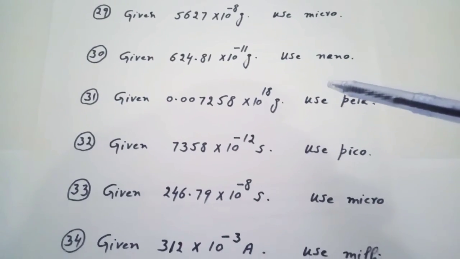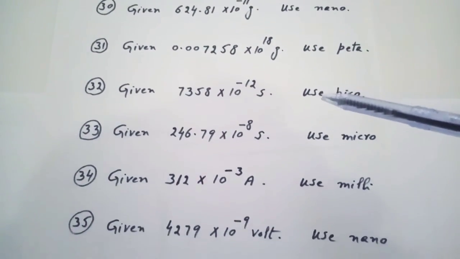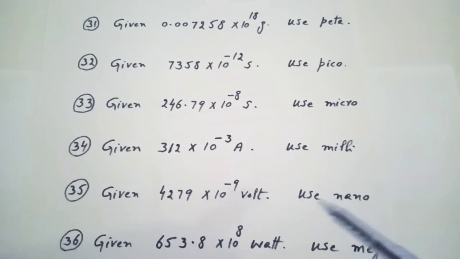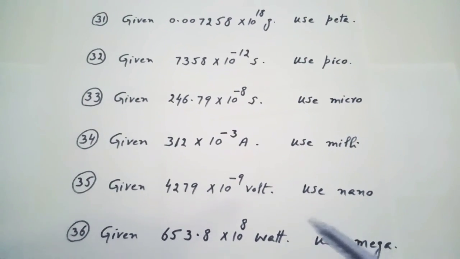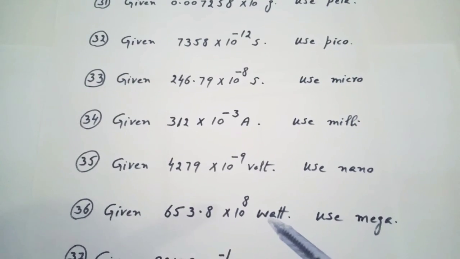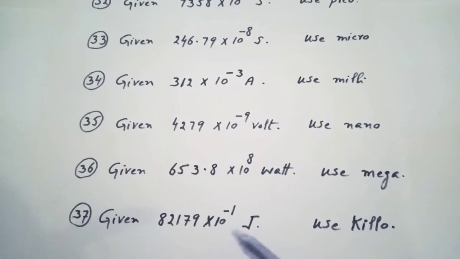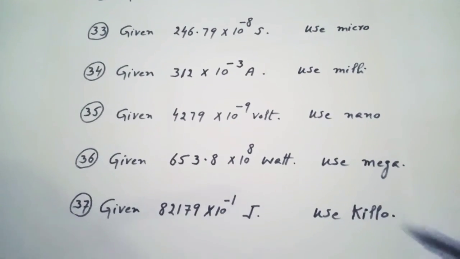Here, use the prefixes. This is the voltage, and you use nano here as the prefix. This is the power in watt. Use mega as the prefix. This is the energy in joule. Use kilo as the prefix.